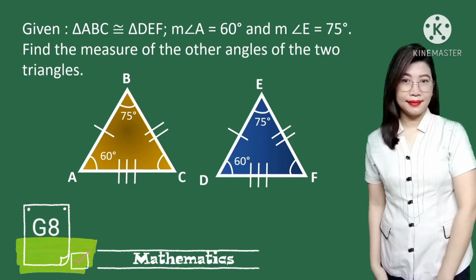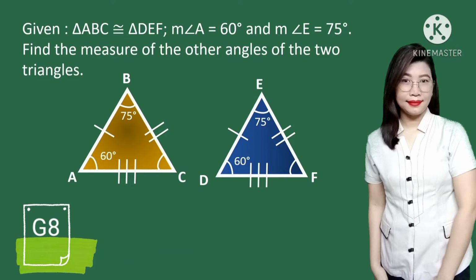We're going to find the measure of angle C and angle F using triangle sum theorem. Angle C plus the measure of angle A, which is 60 degrees, plus the measure of angle B, which is 75 degrees, is equal to 180 degrees because the sum of each triangle is equal to 180 degrees. 60 plus 75 is equal to 135 degrees.